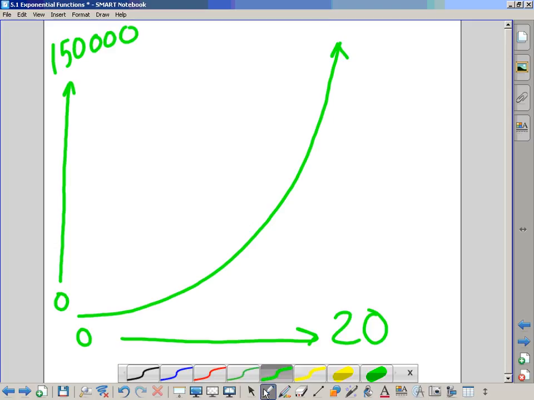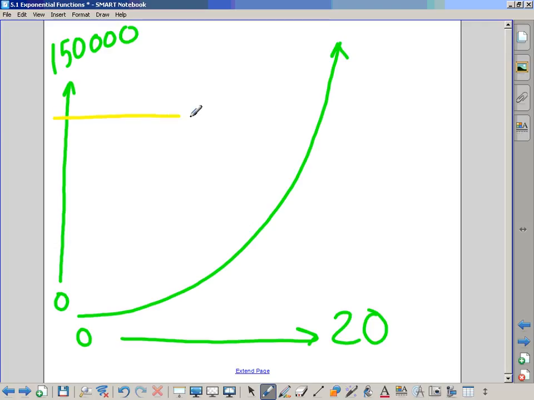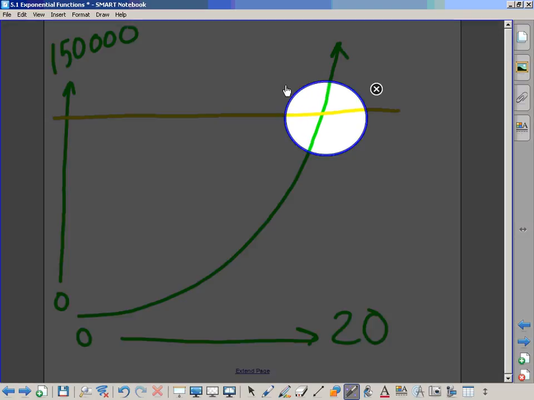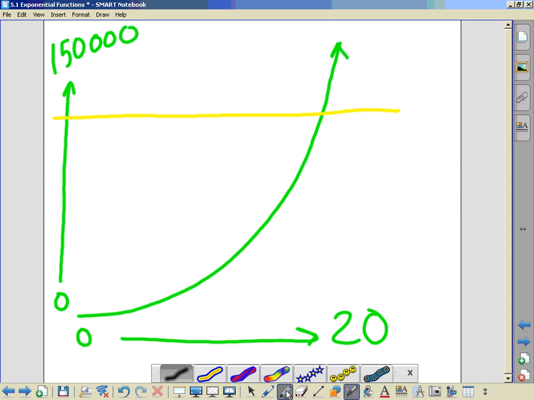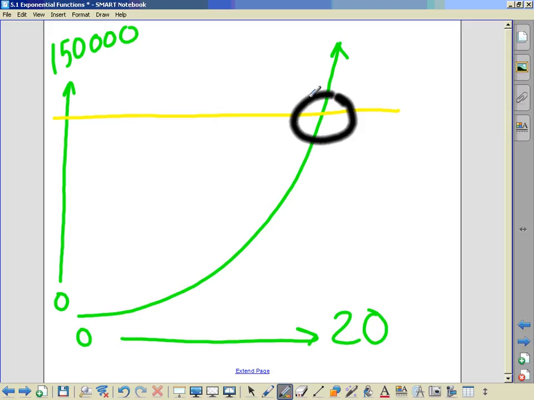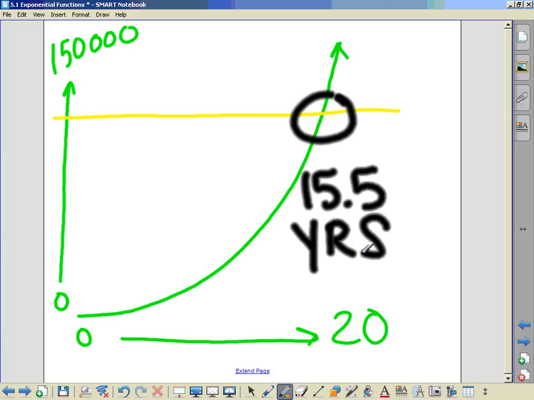And if you put in y2 100,000, you'll see a horizontal line come across. And what we're particularly interested in is this point right here, where the population function in green meets the 100,000 line in yellow. When you graph that on your calculator and find that intersection, you should get to about 15.5 years for your answer for part C.